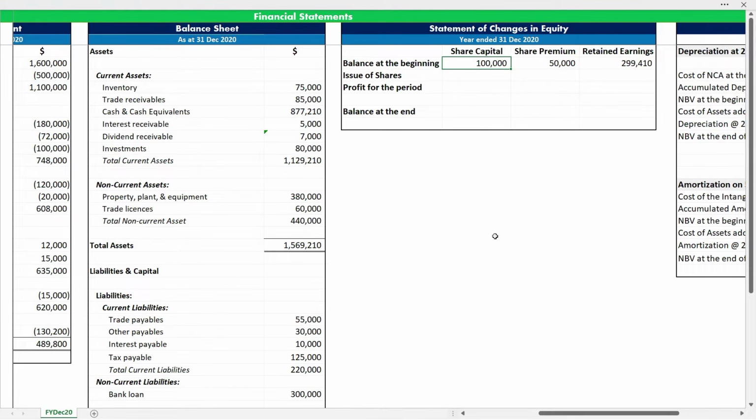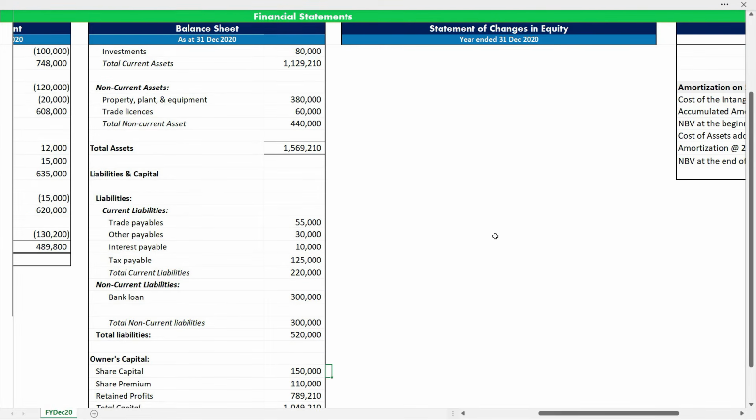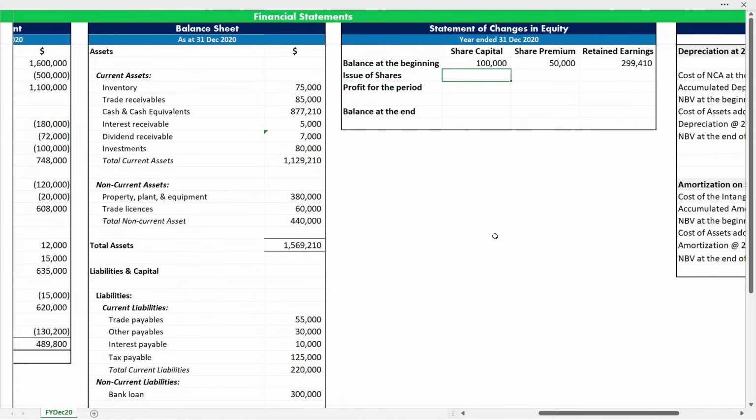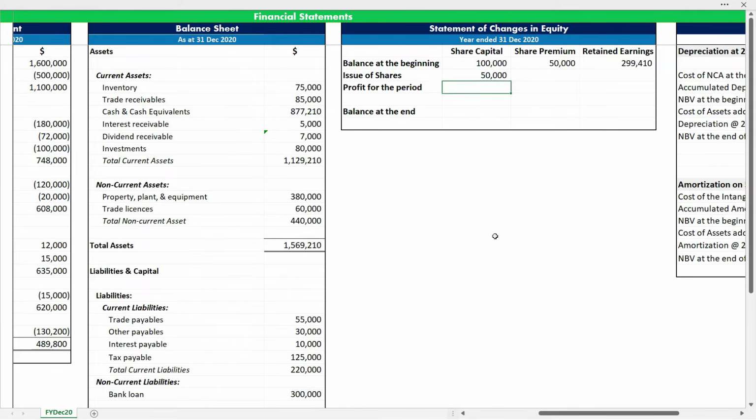Here we can see that we already had share capital of $100,000 in our equity, but if I go to my balance sheet, you can see that at the end of the year you have $150,000 in share capital, which means that an additional $50,000 has been raised in the equity. So I'll add $50,000 here in the share capital, and the same thing has to be done with share premium. At the beginning you had $50,000 in the premium account, but if we scroll down, you can see that now share premium is at 110, which means that an additional $60,000 has been added into the share premium account.